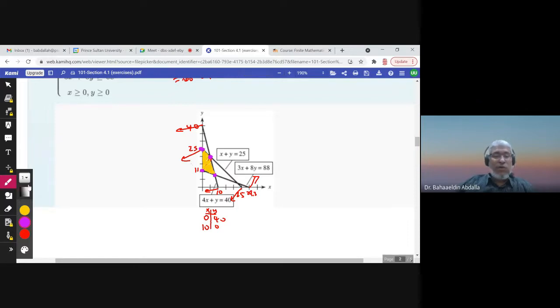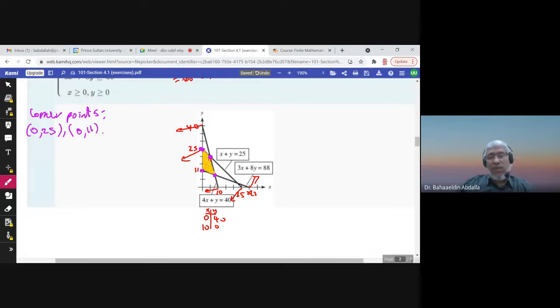I know two of them, okay? So corner points. I know this one, 0, 25, and I know this one, 0, 11, but I need to find these two. Let me start by finding this one.